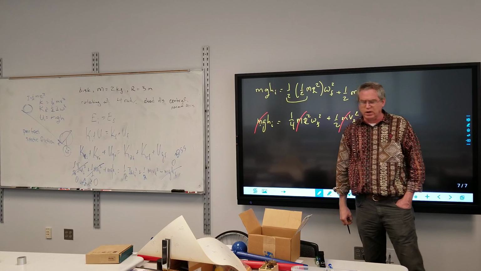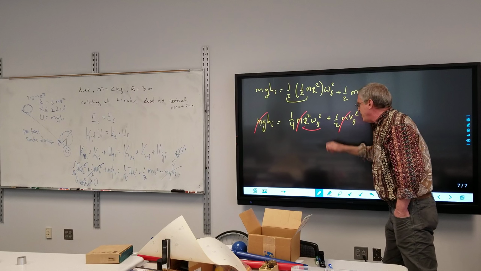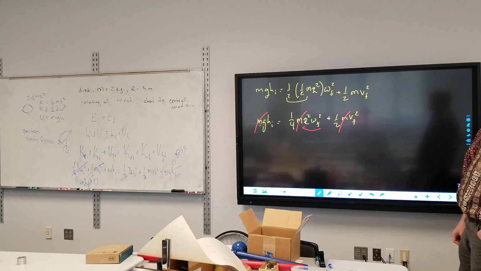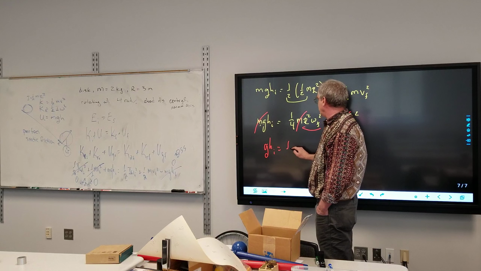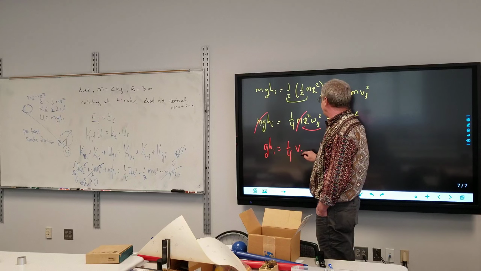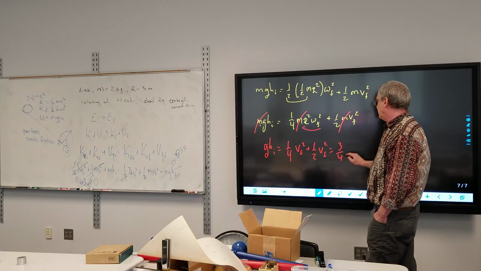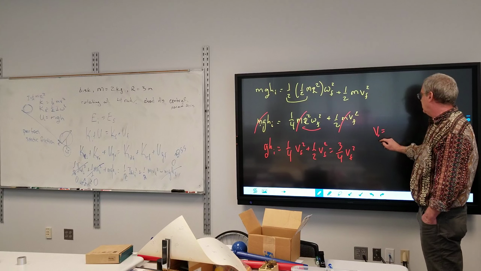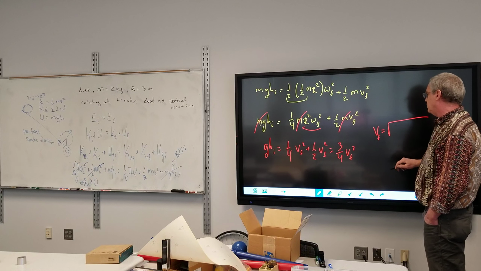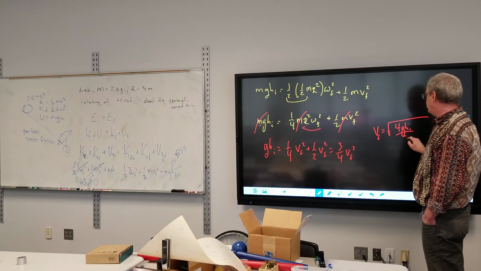But we still have this issue of R here. Well, what's right here? We got R times omega. What's R omega? So we have gh initial is equal to 1/4 v final squared plus 1/2 v final squared, which is 3/4 v final squared. So my final speed is the square root of 4gh initial over 3.